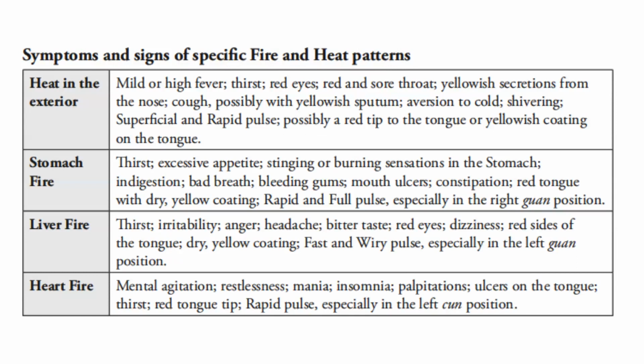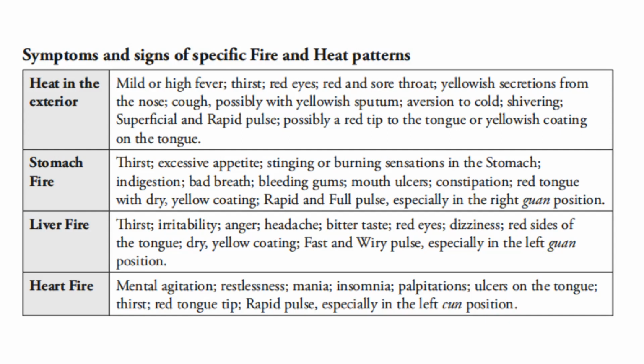The symptoms and signs of specific fire and heat patterns. In heat in the exterior, there is mild or high fever, thirst, red eyes, red and sore throat, yellowish secretions from the nose, cough, possibly with yellowish sputum, an aversion to cold, shivering, a superficial and rapid pulse, possibly a red tip to the tongue or a yellowish coating on the tongue.